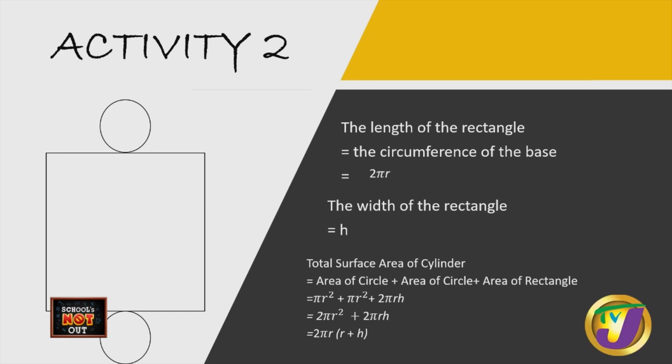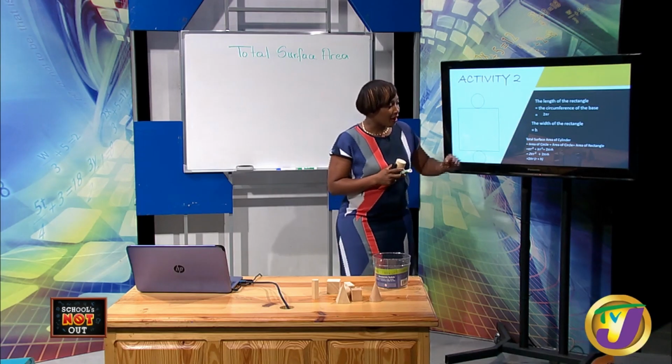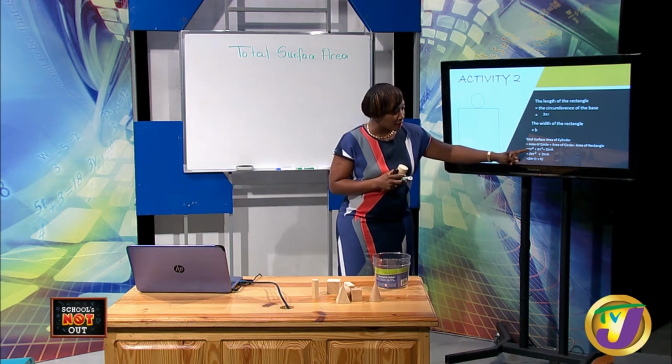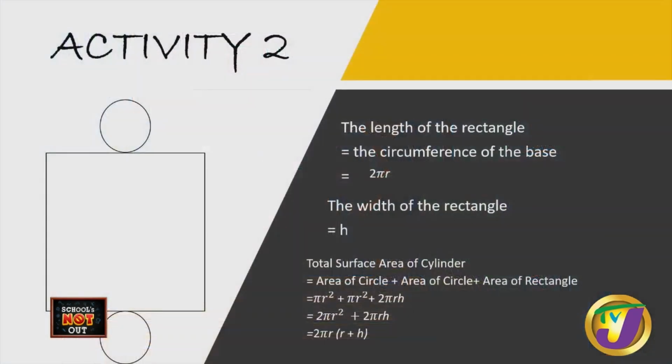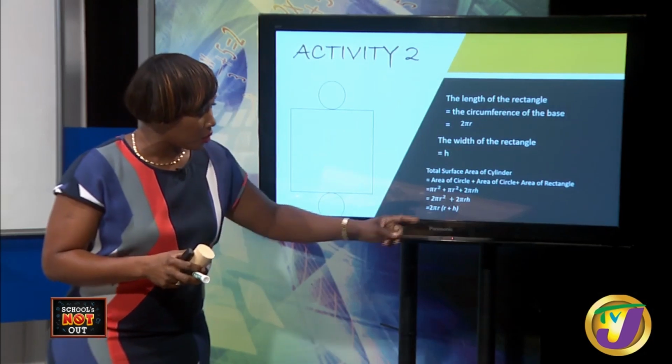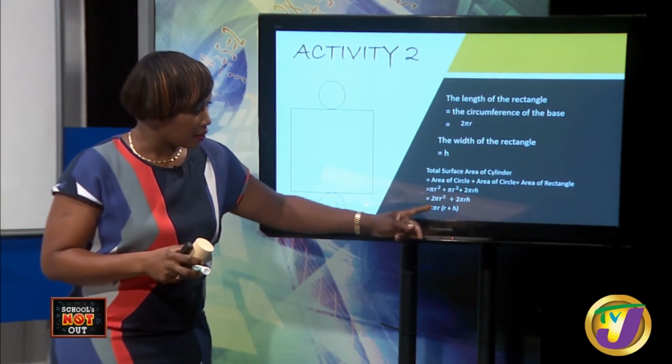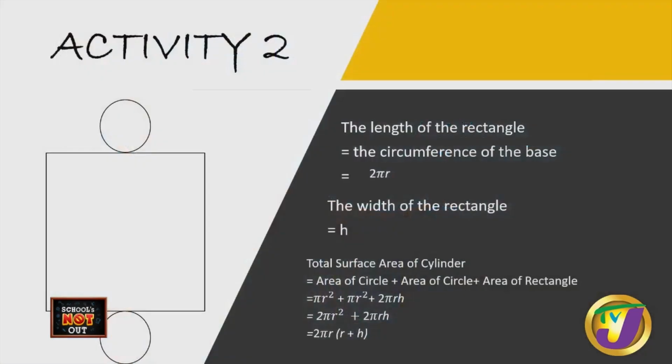So if we were to simplify what we have here, we would have pi r square plus another pi r square. When you add those, you'd get 2 pi r square plus 2 pi r h. And if we were to factorize what is common between these two terms, our expression would be 2 pi r, and what we'd have left is r from here and h from there. So this now becomes your simplified formula for finding the total surface area of your cylindrical gas tank.